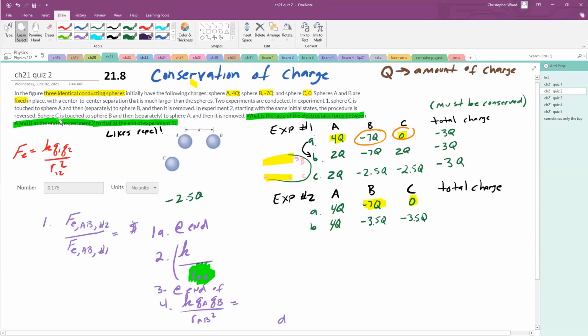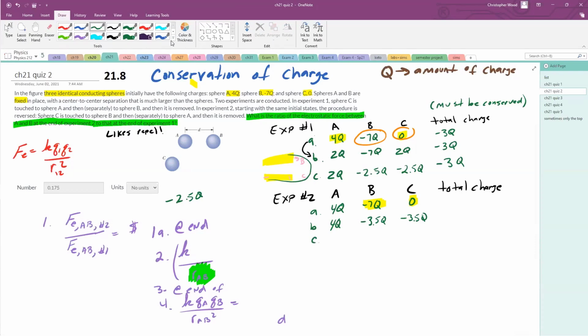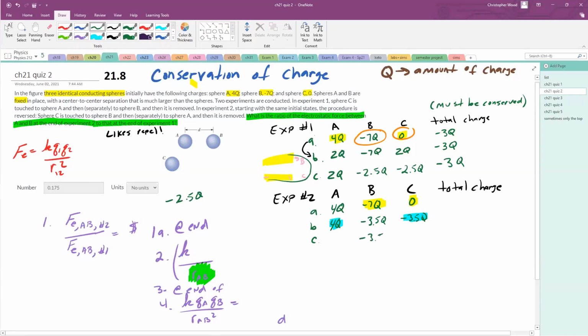The procedure is reversed. C is touched to B and then to A. So, okay. Now we're going to look at C and A coming into contact with each other, which means B does not change. B is still negative 3.5Q. And then here's the question. What do I write down for A? After A and C are brought into physical contact, what goes in these boxes? Any shout outs? What goes in there and what goes in here?